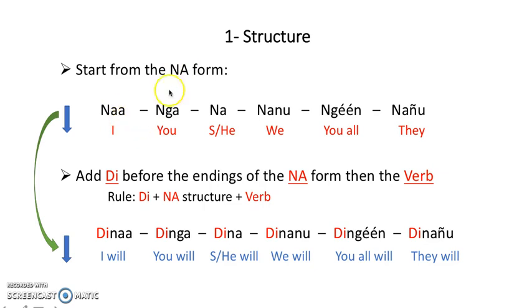The na form again is one of the forms in Wolof where these things you see, na, nga, na, nanu, ngeen, and nanyu, have a meaning of subjects, and you can conjugate any verb using them. So that's more specific to the na form. The reason why I want to start with the na form is that when we come to the future, it can be a lot easier to remember if you already know the na form. So that's why I want to start from the na form as a foundation.